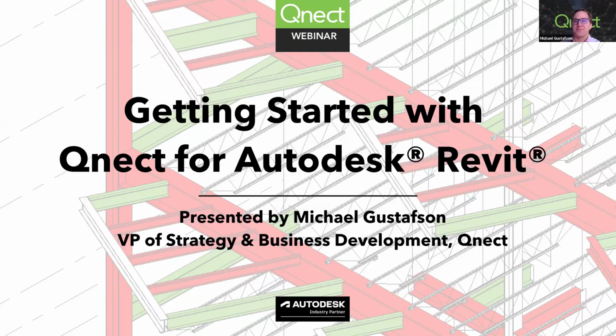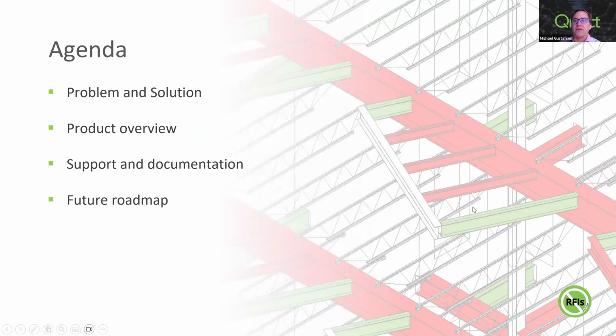Right. Thanks a lot, Pearl. We're going to go through, in about 30 minutes here, an overview of Qnect for Revit. We're excited about the launch of this new offering from Qnect. So we're going to talk about what problem we're solving with this solution, what the capabilities of the software are, what support and documentation we have for customers to adopt this technology, and then where we're heading next.